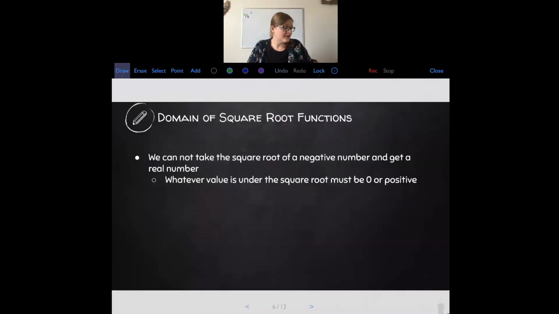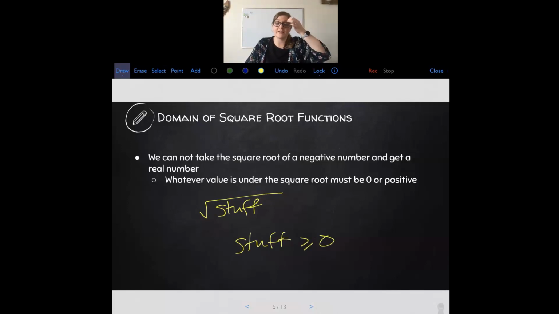Going into the function types that do have restrictions, square root functions. We cannot take the square root of a negative number and get a real number. I know we talked about square roots of negative numbers, but when we're dealing with the xy plane, when we're graphing functions, we're dealing with real numbers in this class. So whatever is under the square root must be 0 or positive. What that means is this stuff under the square root can be 0 or positive, which we can write as an inequality: greater than or equal to 0. So when we're asked to find the domain, we'll take whatever's under the square root and set it greater than or equal to 0 to find the x values that we're allowed to plug in.